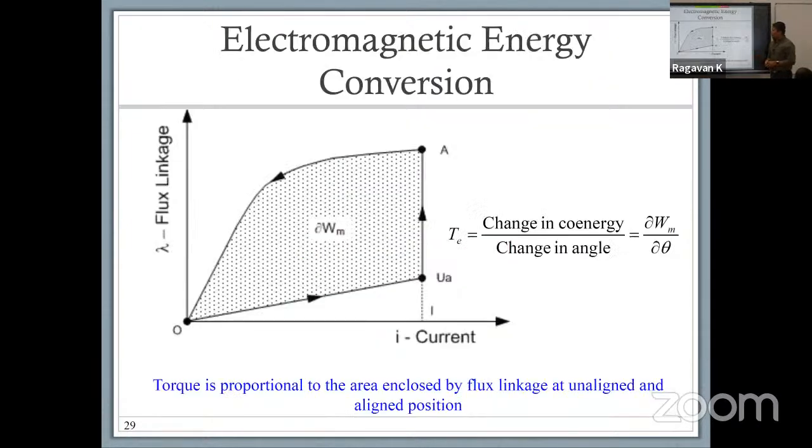So the idea of co-energy, if you haven't come across it, I'm not going to go into the fundamentals of magnetics, but the idea of co-energy basically exists to calculate the amount of work that is done in a given system, right? So if you're talking about the area under the curve in the flux versus current profile, the change in co-energy over the change in angle is what gives you the amount of torque. That is the magnetic representation or the work representation between aligned and unaligned position. What that means is that if this area under the curve is bigger, then the torque that you're going to get is also going to be higher.